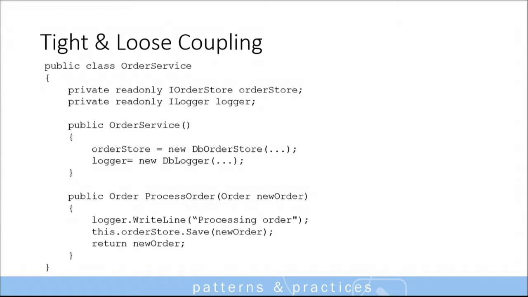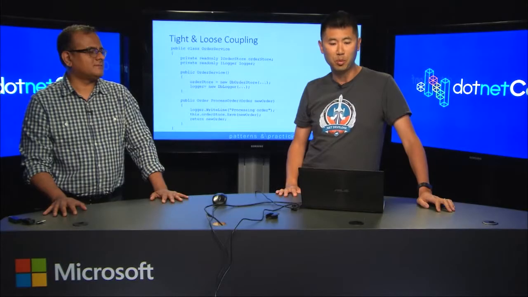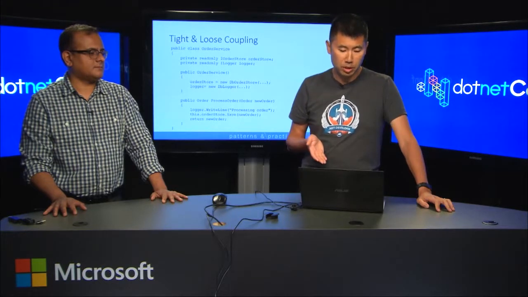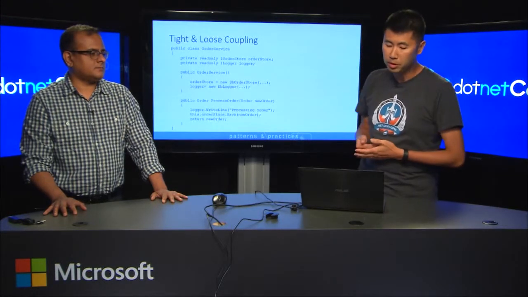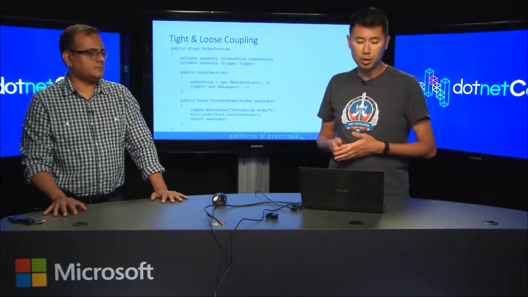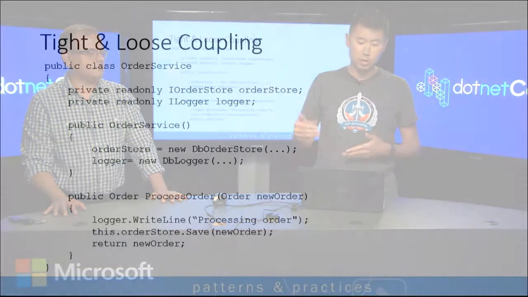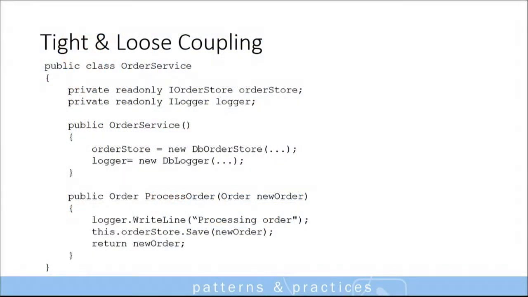All right, loose and tight coupling. Let's take a look at this code. This is the type of code that I might have written a lot of in my past life, but now that I've learned the error of my ways, I don't write this code so much anymore. Let's take a look at what this does. We've got an order service. In the order service constructor, we have construction of a DB order store and also construction of a DB logger.